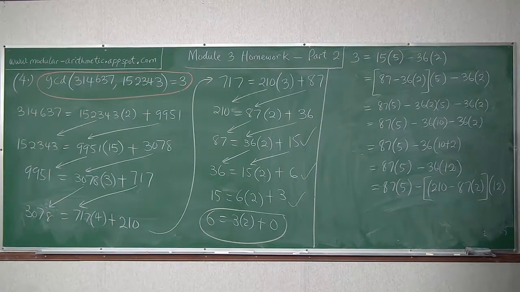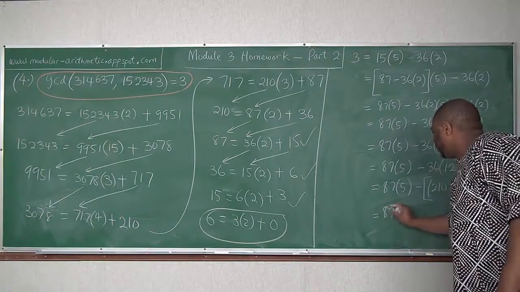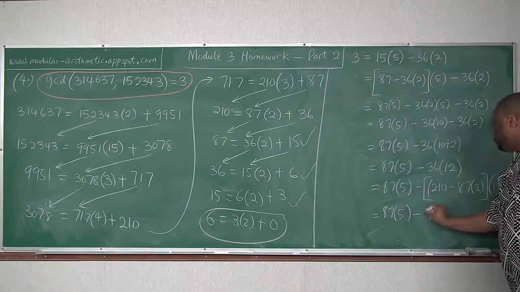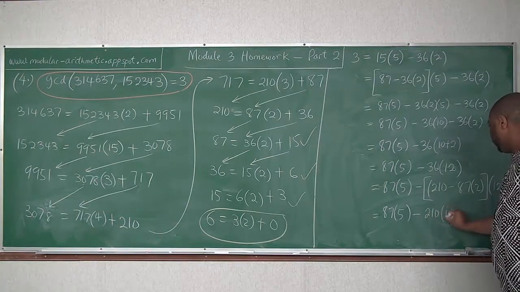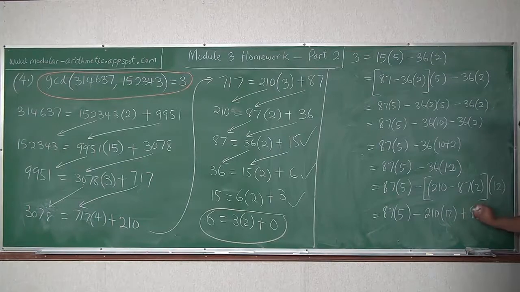Then this is times 12. Okay? So this will be 87 times 5 minus 210 times 12. Minus times minus is plus. Plus 87 times 2 times 12. See that? Step by step. Okay? So let's continue.